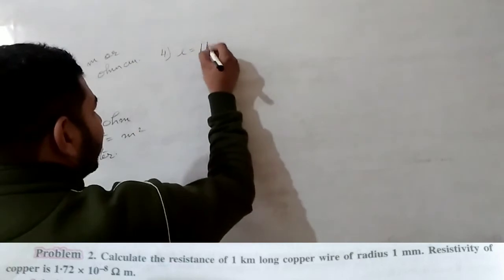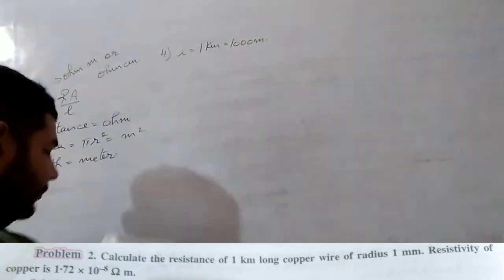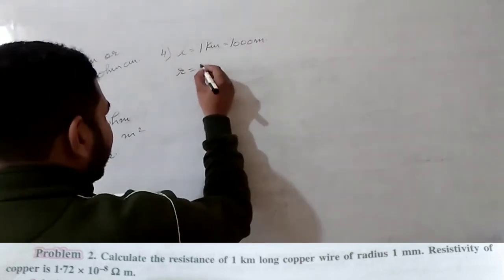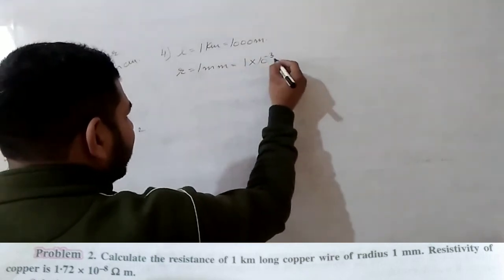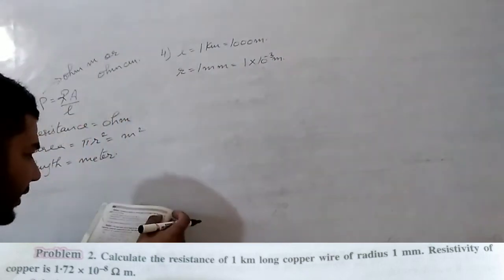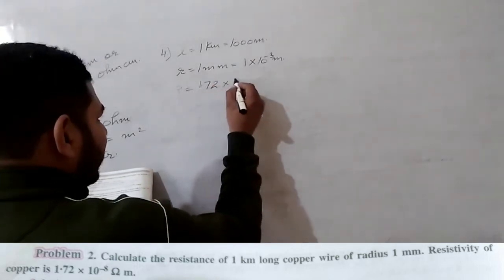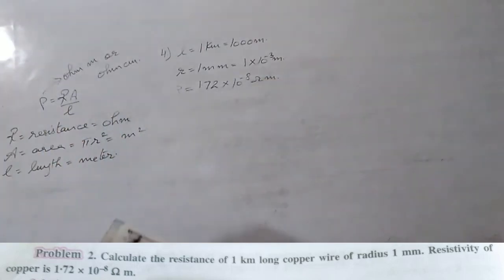So length is 1 kilometer, that is 1000 meter. Long copper wire of radius, so we are getting r here, 1 mm, that is 1 into 10 raised to power minus 3 meter. Resistivity of copper rho is 1.72 into 10 raised to power minus 8 ohm meter. Resistivity is in ohm meter.